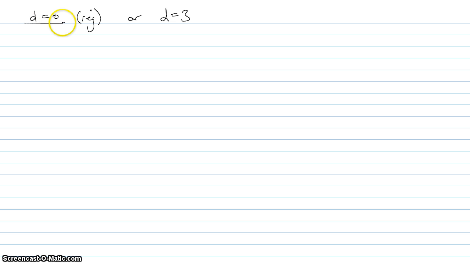Why am I rejecting d equals 0? Because an AP with a common difference of 0 is a pretty boring AP. It's trivial, so we don't want to consider that. So d is equal to 3.